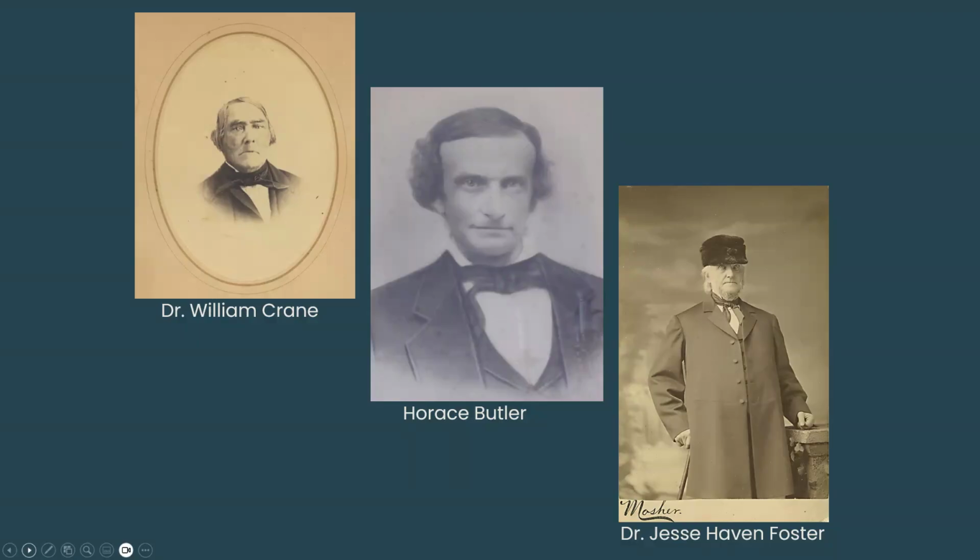Horace Butler came from New Hampshire in 1837. He was a lawyer and very active in public affairs. He served as a postmaster, justice of the peace, and probate justice, and today's Butler Lake bears his name as it sat on the west side of his property.